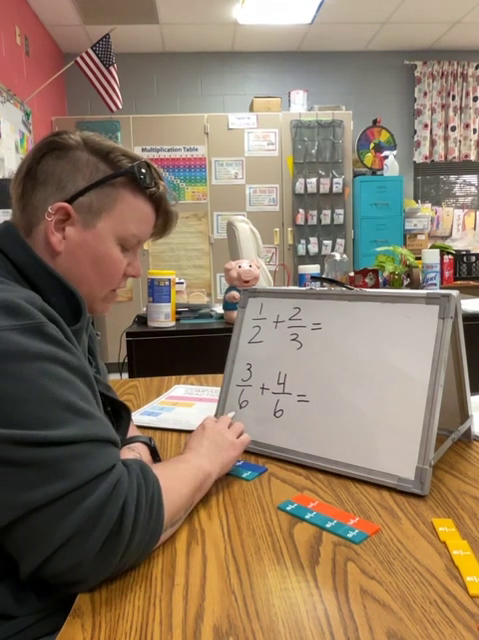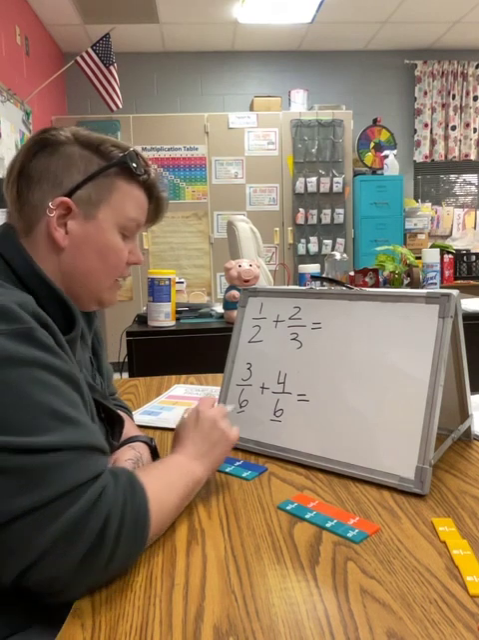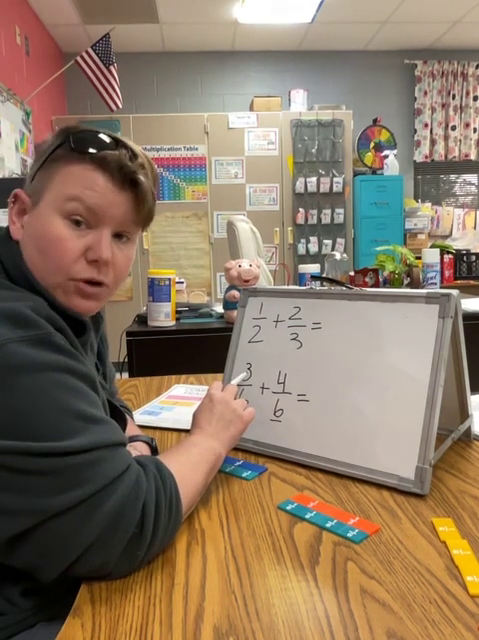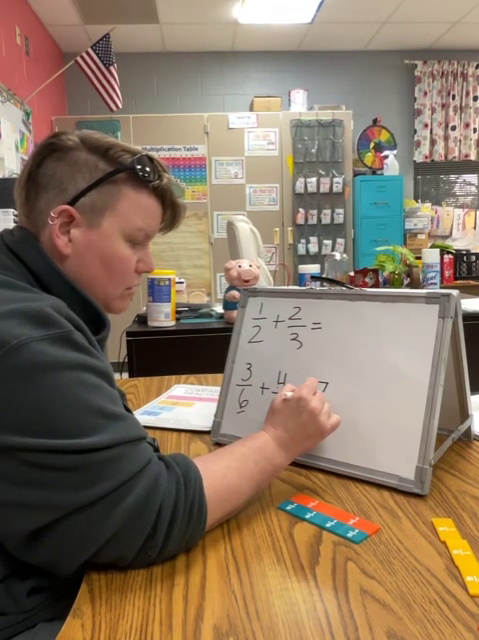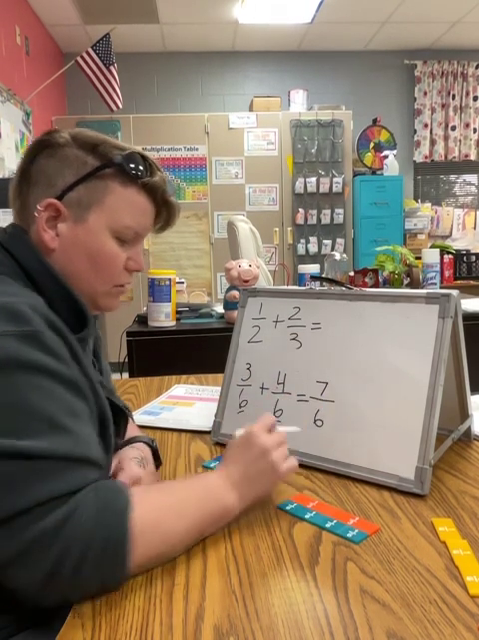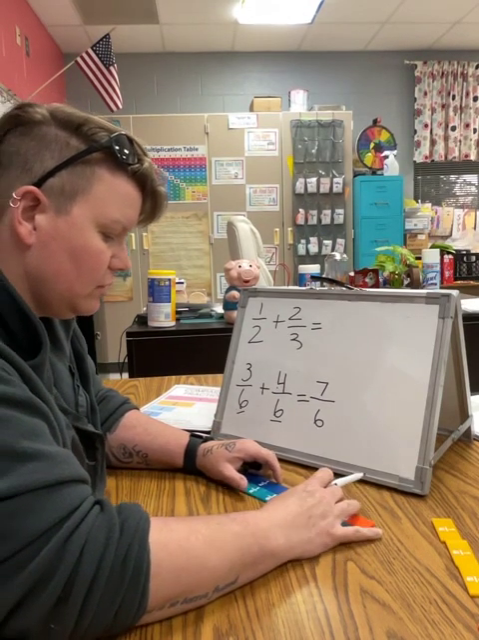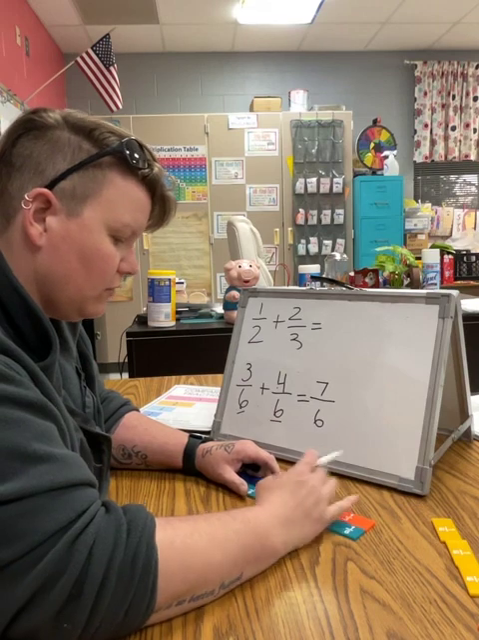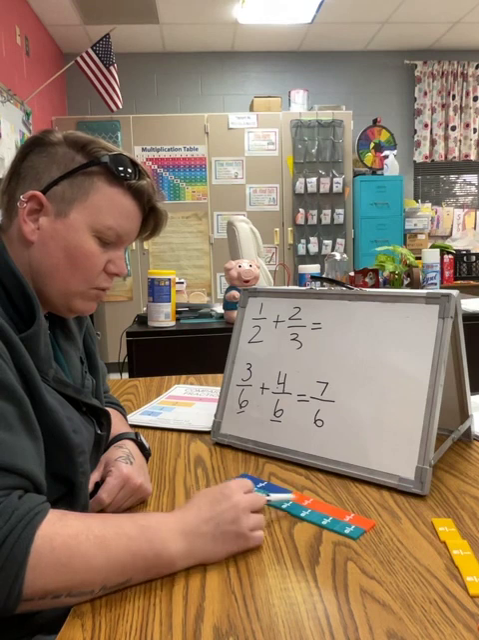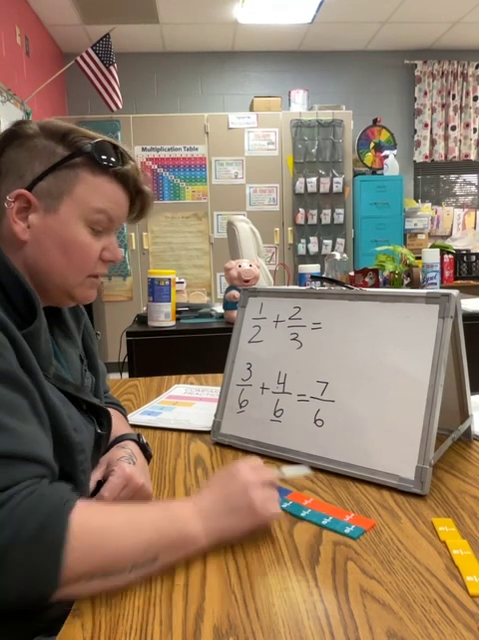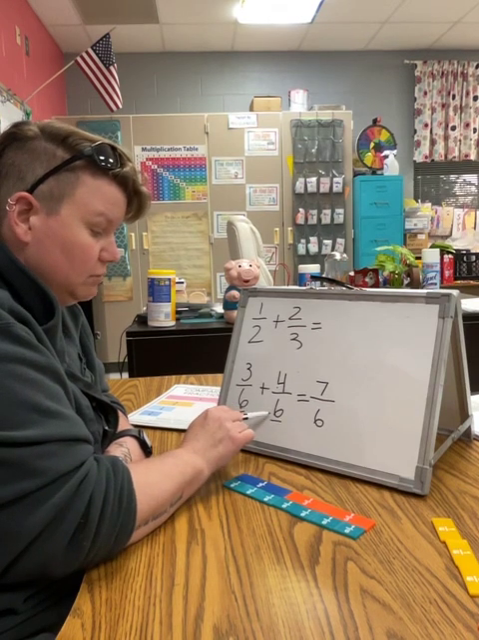Now that we have a common denominator, we can add our numerators only. So 3 plus 4 equals 7 over our denominator, which is 6. And we can see this when we put all of our tiles together, that 1, 2, 3, 4, 5, 6, 7, 7/6 is equal to 3/6 plus 4/6.